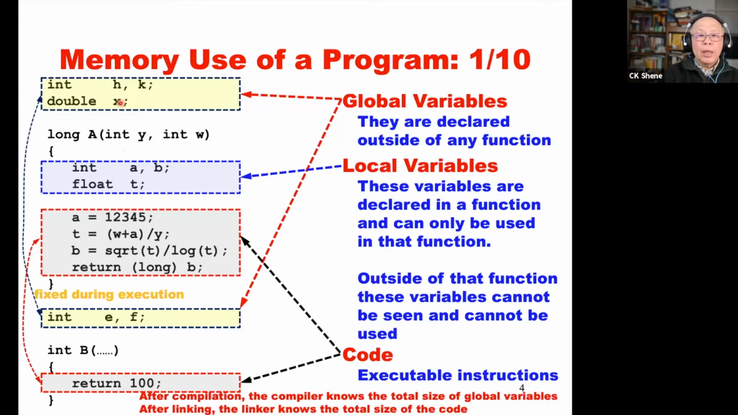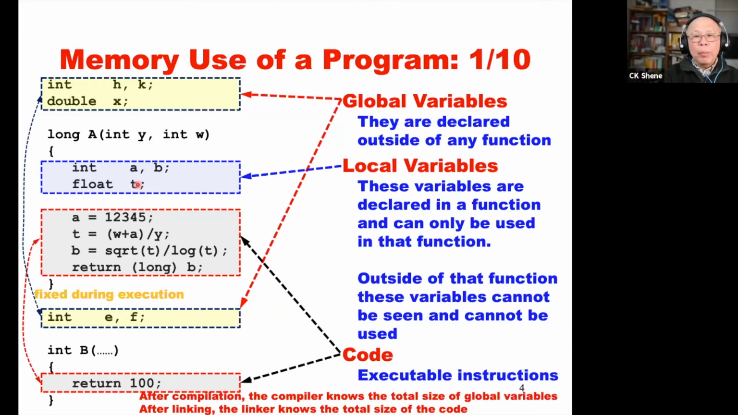So H, K, X, E, and F are declared outside of function A and function B. Depending on the scope rules, some functions may be able to use all of these global variables, some maybe not. But anyway, as long as a variable is declared outside of a function, it is a global variable. Variables declared inside a function, for example, a, b, and c inside the long function A, are referred to as local variables.